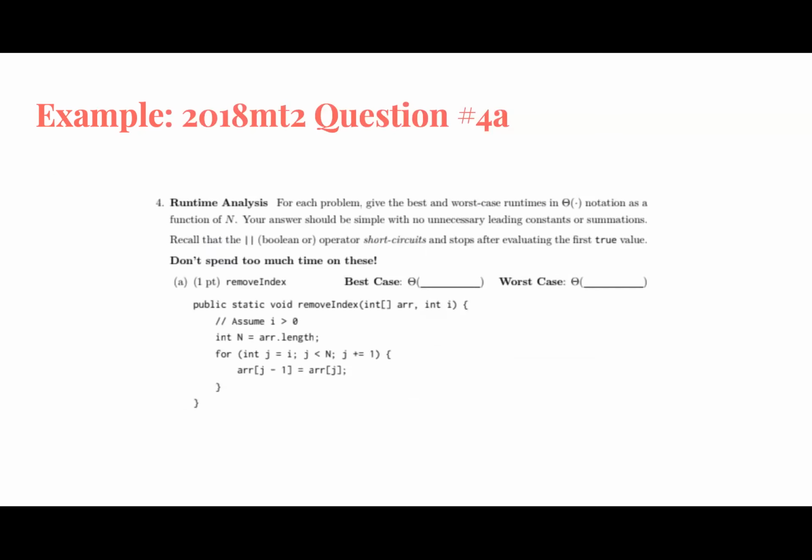Okay, now here's another example. So midterm 2, question 4a. Here's a quick runtime analysis. We have a remove index, which takes in an array, and this array is going to be infinitely long. So n equals the length of the array, and this is going to be infinity. But int i can be anything you want it to be. Okay, so I'll give you guys about 1 or 2 minutes to figure this one out.